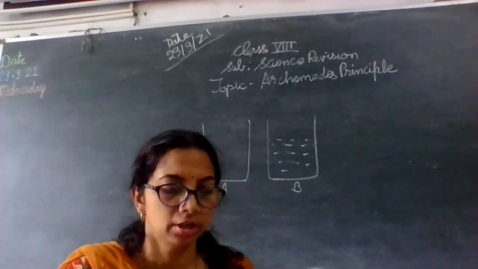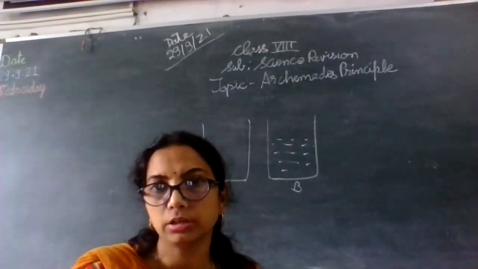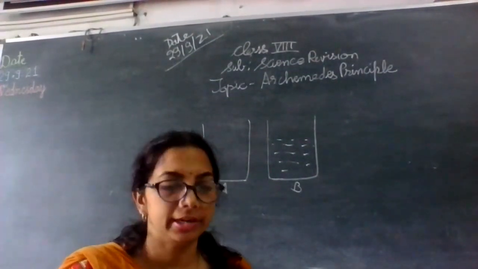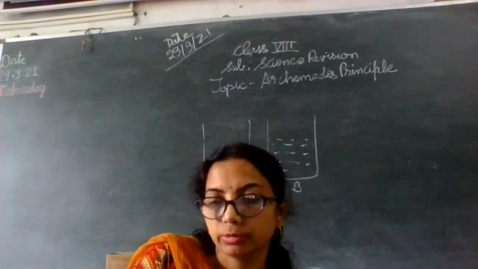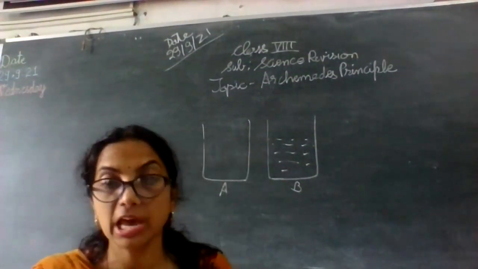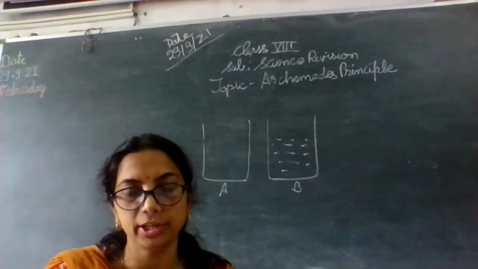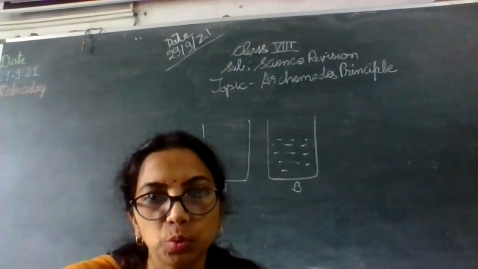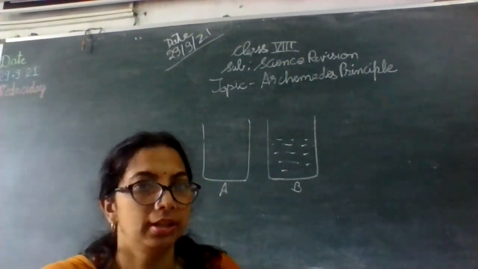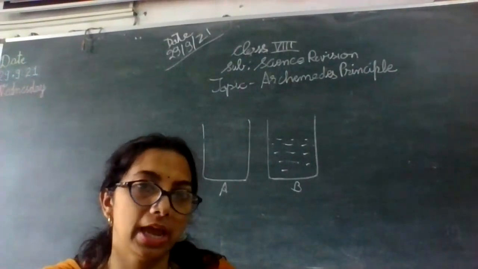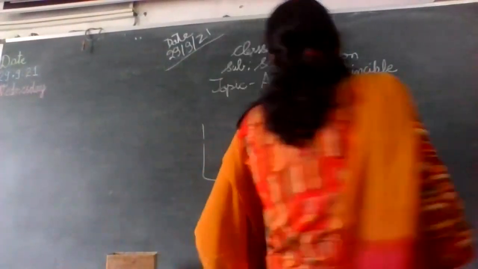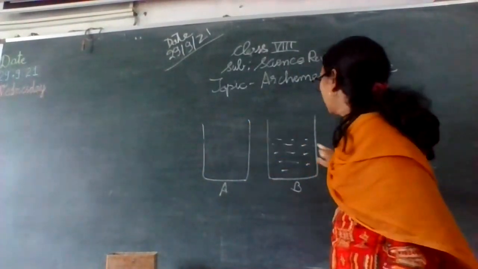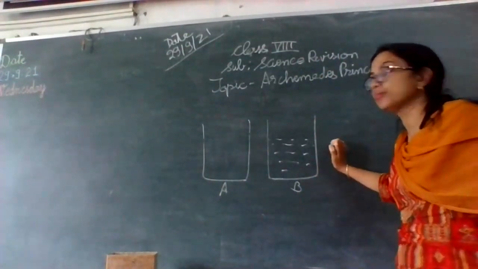Hello children. So let us continue with our next topic, that is Archimedes principle. We are going to understand it today with the help of a simple activity. If we take two glass jars like those made on the board, A and B, one is filled with air, the other with water. Okay.